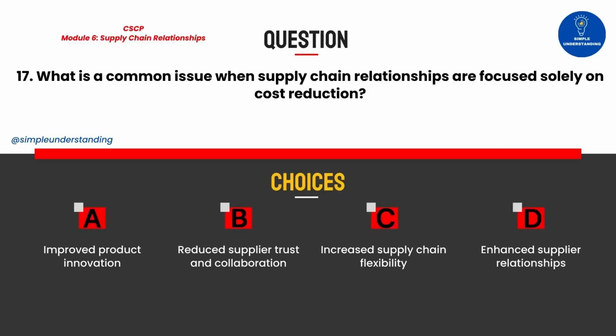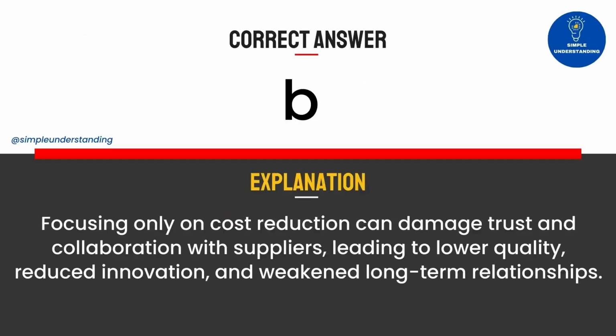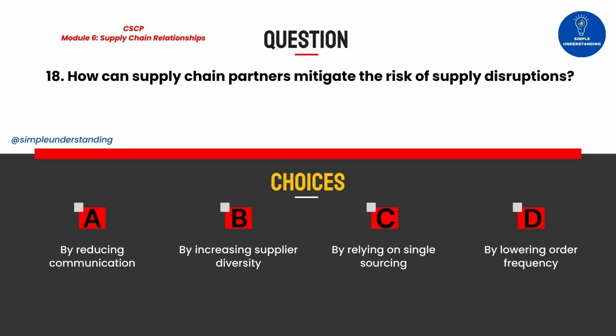17. What is a common issue when supply chain relationships are focused solely on cost reduction? A. Improved product innovation. B. Reduced supplier trust and collaboration. C. Increased supply chain flexibility. D. Enhanced supplier relationships. Correct answer: B. Explanation: Focusing only on cost reduction can damage trust and collaboration with suppliers, leading to lower quality, reduced innovation, and weakened long-term relationships.